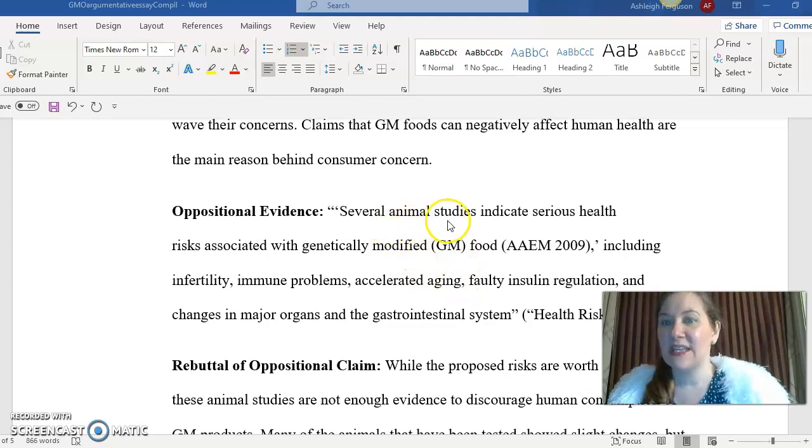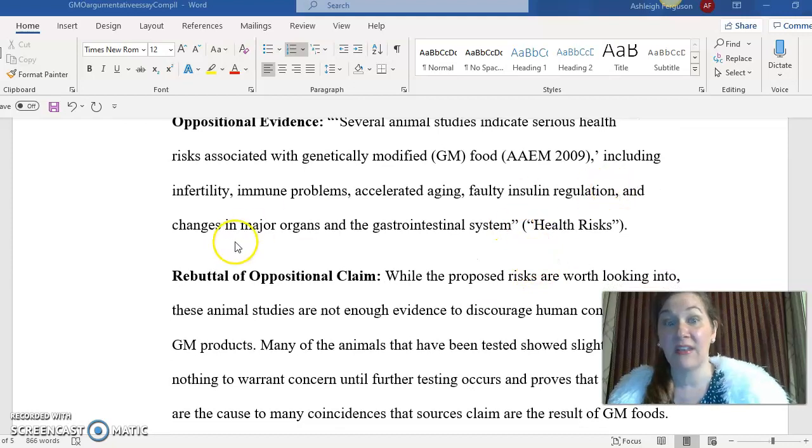Several animal studies indicate serious health risks associated with genetically modified food, including infertility, immune problems, accelerated aging, faulty insulin regulation, and changes in major organs and gastrointestinal system. So he found a source that actually discussed the possible negative health effects that could affect humans if they consume GM foods. So again, this goes against his opinion, okay?